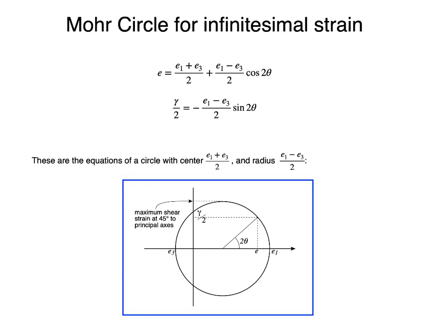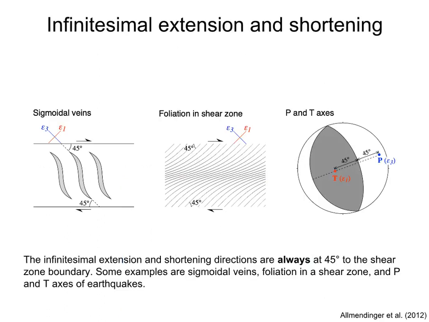Perhaps the main observation from this diagram is that the orientation of maximum shear strain is at plus or minus 45 degrees from epsilon1. Turning this observation around, for infinitesimal strain in a shear zone, the shortening and extension directions are always at 45 degrees to the shear zone boundary. This forms the basis for analyzing several structures, such as sigmoidal veins, the foliation in a shear zone, and the P and T axes of earthquakes, all of which are at 45 degrees to the shear zone.